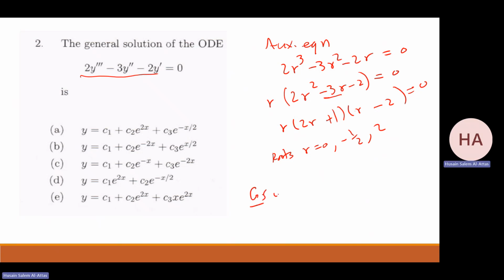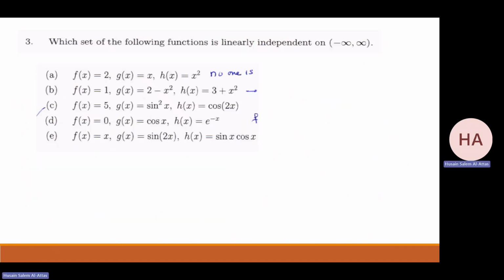General solution, C1 plus C2 e to the minus x over 2 plus C3 e to the 2x, which is this. C2, C3, it's okay, no problem. Which set is linearly independent? Which is linearly independent?